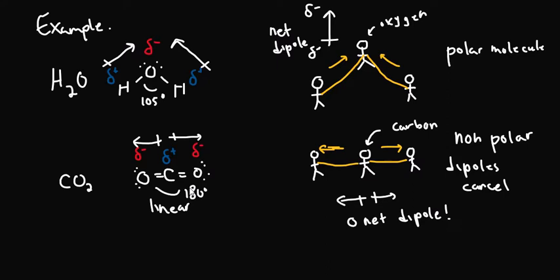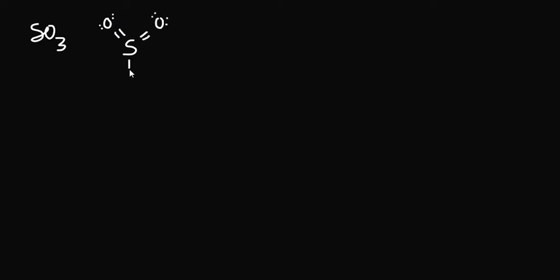So I want to do a few more examples with some different electronic geometries associated with them. So one I want to look at is SO3, sulfur trioxide. And I'm going fast on drawing these Lewis structures. So if you need to go back and practice the Lewis structures, go back to some of the earlier videos in the series. Because if you can't draw the Lewis structure and determine the VSEPR, then you're not going to be able to assess polarity. So this is SO3.